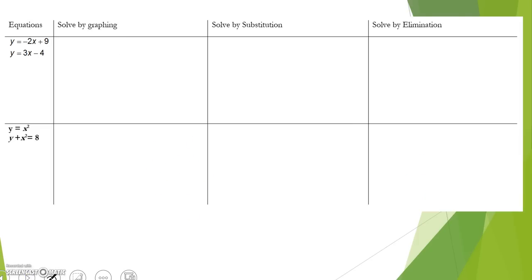So there are three ways to solve systems, and I'm going to show you all three ways. I do not care which way you choose to solve it. I am probably going to guess most of you are going to do the graphing method.